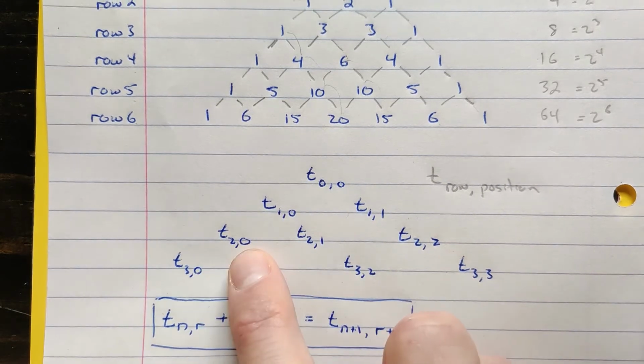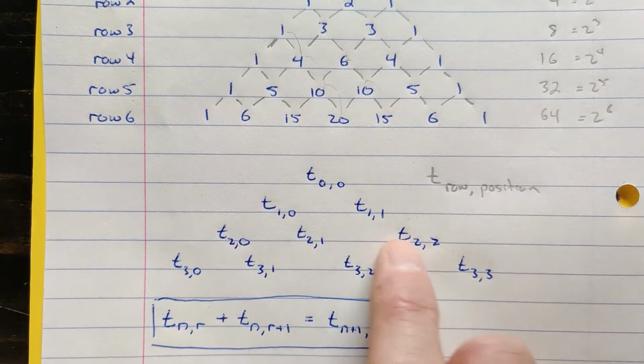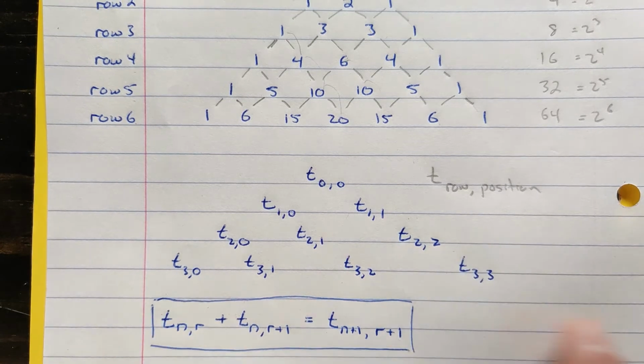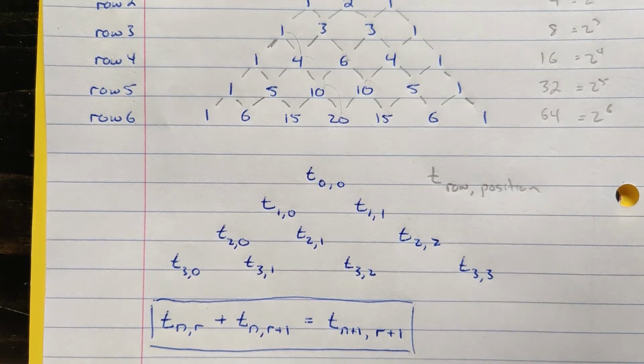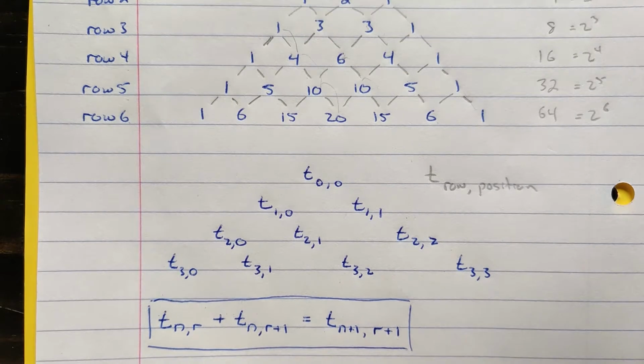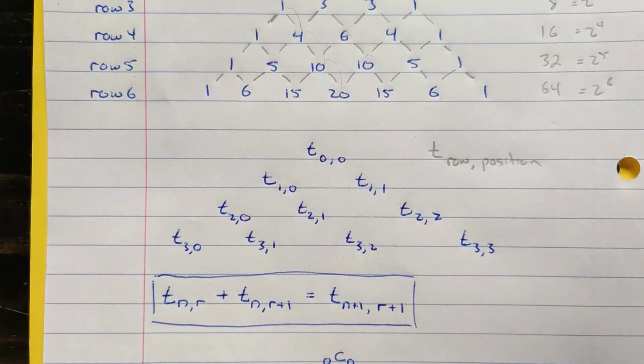Row 1, position 1. Row 2, position 0. Row 2, position 1. Row 2, position 2. And then so on and so forth. So we use this terminology, and this allows us to make a generic equation to determine any subsequent number.